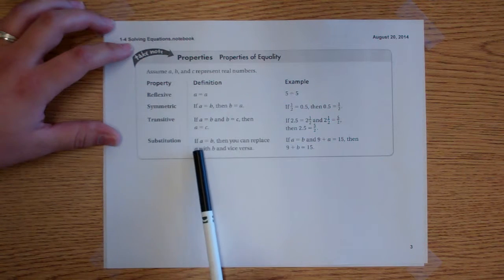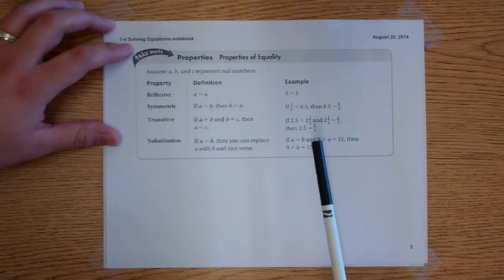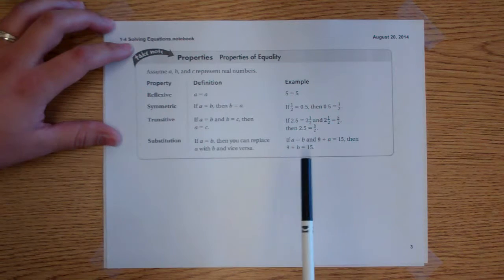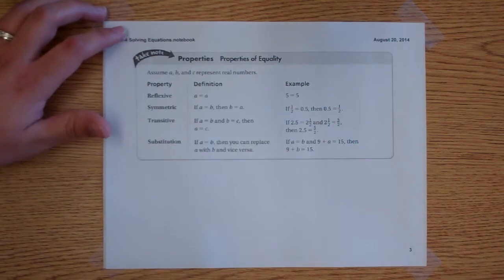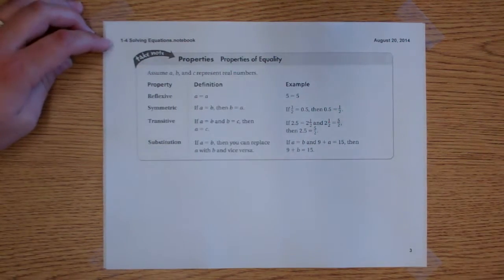And substitution, if A equals B, then you can replace A with B and vice versa. So if A equals B and 9 plus A equals 15, then 9 plus B also equals 15 because A equals B. Alright, so make sure you write these down and remember them. You can pause the video to write those down.